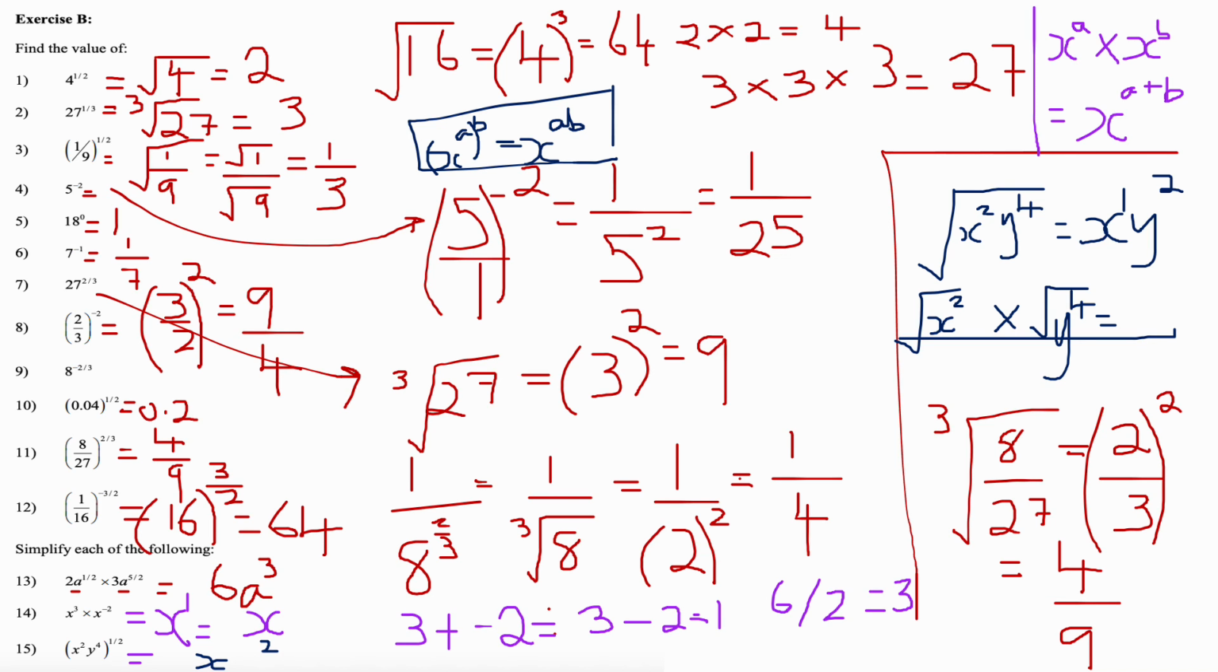y to the 4 times a half becomes y squared, because 4 times a half means divide it by 2. A half times 4 gives me 2, which is where this 2 has come from. So that's another way of doing it, using that power to power rule. If it's raised to a power, then you multiply the powers. That's the third rule, guys. That's the first rule, and that's the second. Sorry, the second one is if you're dividing, then you subtract the powers.